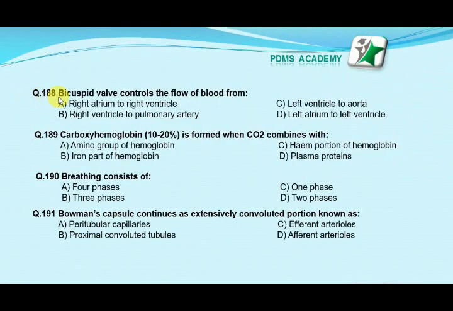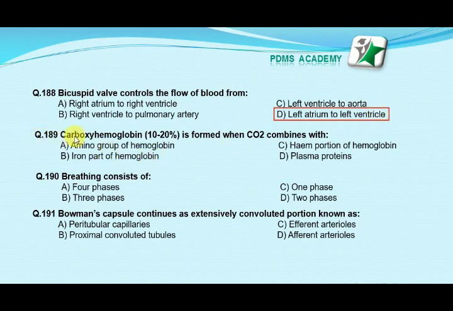Our next MCQ is: the bicuspid valve controls the flow of blood from option A, right atrium to right ventricle. Option B, right ventricle to pulmonary artery. Option C, left ventricle to aorta. Option D, left atrium to left ventricle. Our correct answer is D, left atrium to left ventricle.